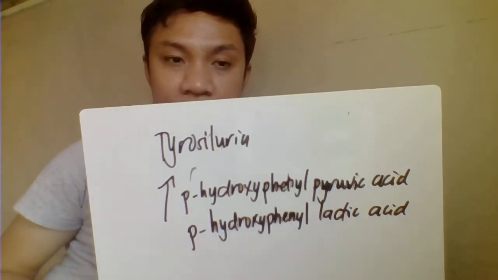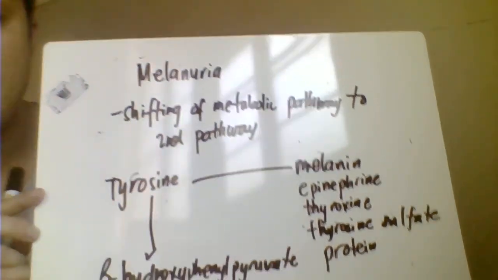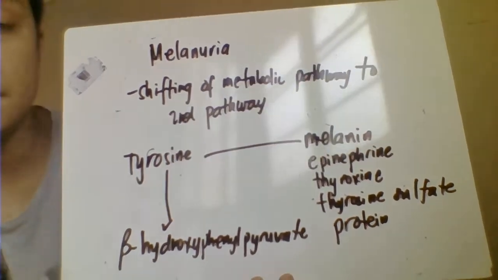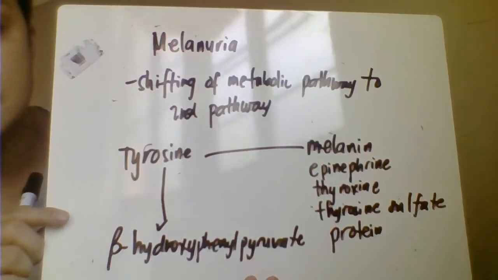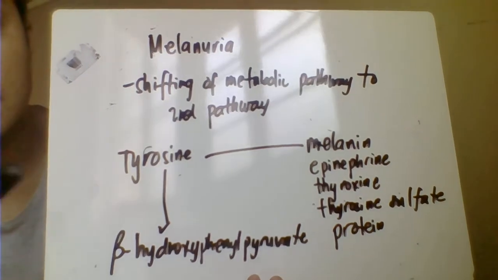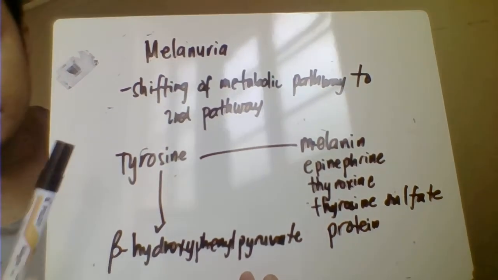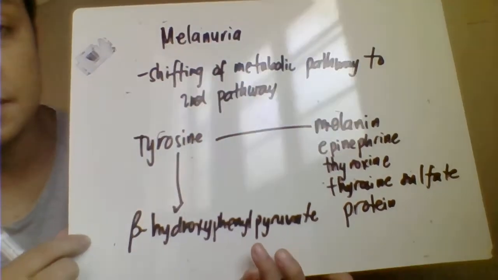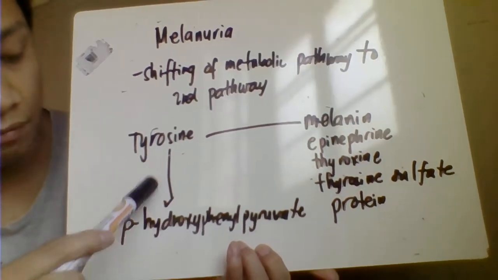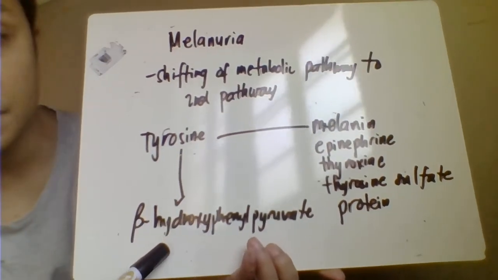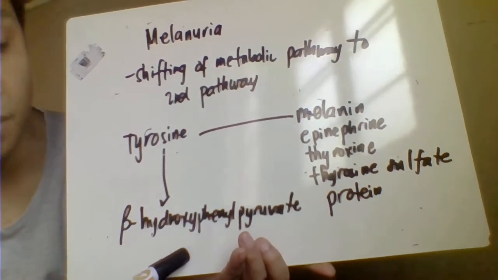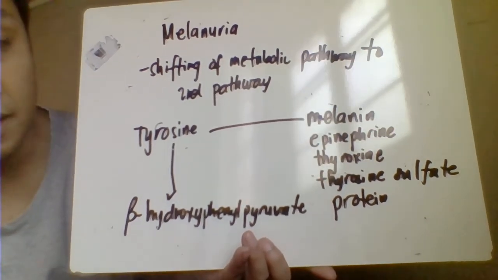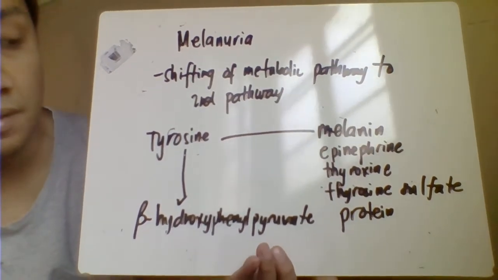Okay, now we go to the next disorder related to the phenylalanine-tyrosine metabolic pathway. We have here melanuria. Melanuria is characterized by the shifting of the metabolic pathways. If you look at the metabolic pathways in our book, normally tyrosine is converted to para-hydroxyphenylpyruvic acid, then you have homogentisic acid here, and then down to maleylacetoacetate, fumarylacetoacetate.